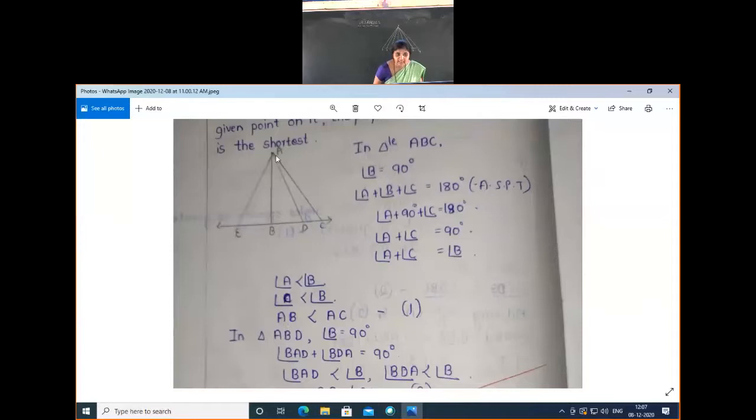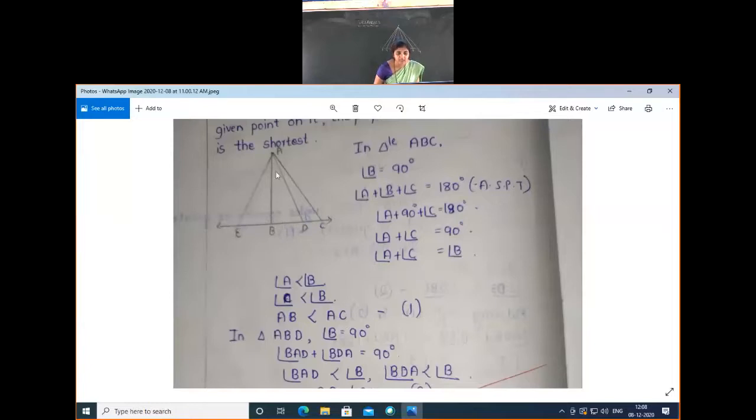Got the idea of this concept? So we considered this triangle ABC, a right angle triangle. Here angle B is 90 degrees, then angle A plus angle C together is 90 degrees. So from that we can conclude that angle C is less than angle B. In the sense, for C the opposite side is AB, and for B, AC is the opposite side, so AB is less than AC. Call this equation number 1.